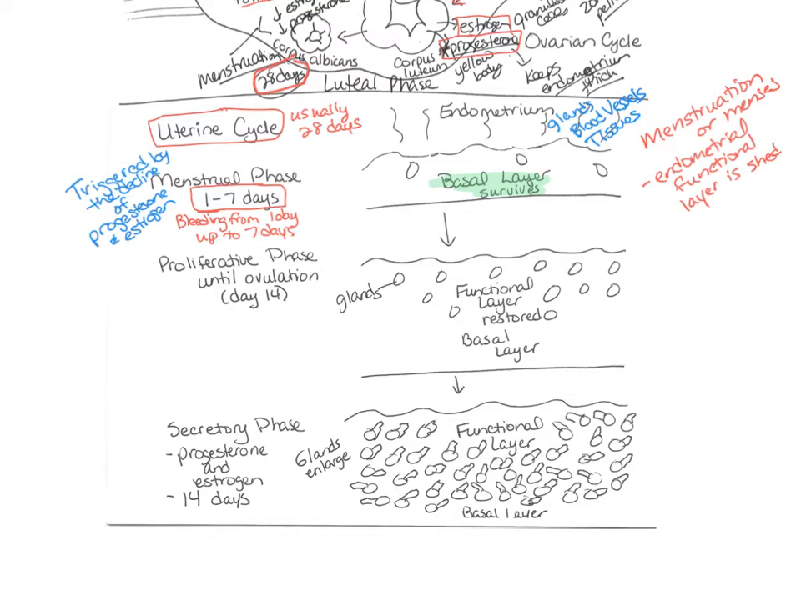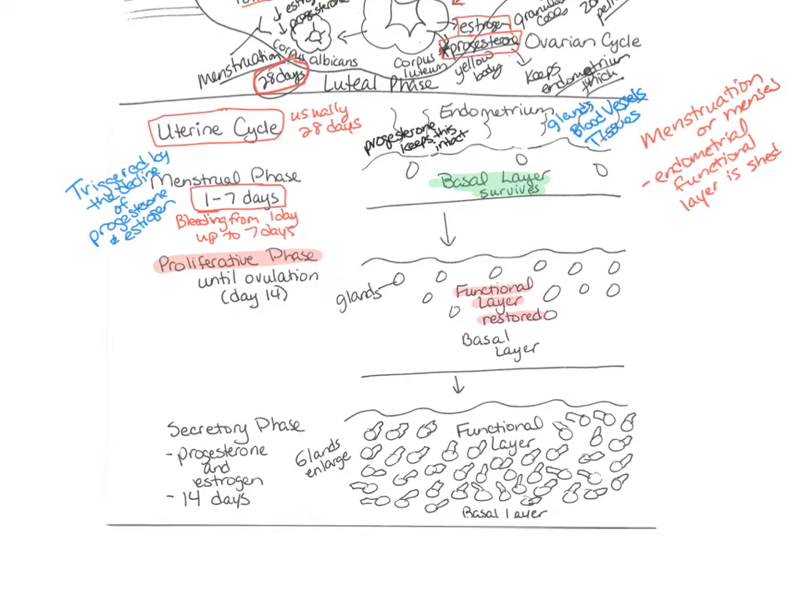Progesterone was the hormone that was keeping that functional layer intact in the uterine cycle. So as soon as progesterone levels plummet, then the functional layer of the endometrium can no longer be sustained and it will shed. The next phase of the menstrual cycle or the uterine cycle is called the proliferative phase. During the proliferative phase, the functional layer is restored in the endometrium.